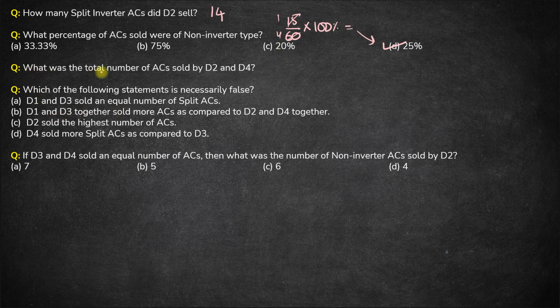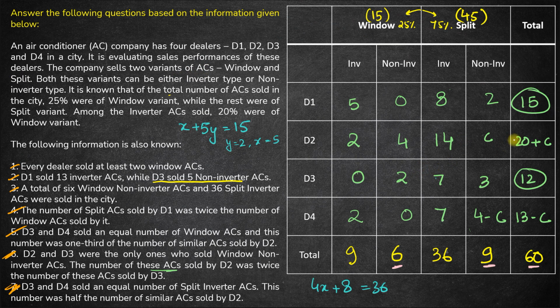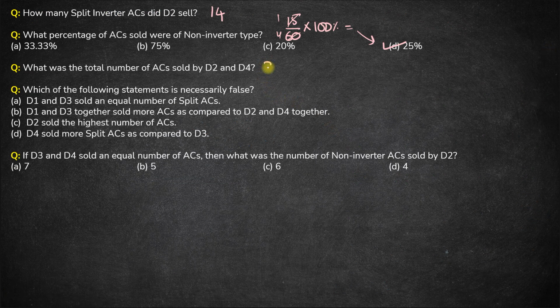Then we have, what was the total number of ACs sold by D2 and D4? So total ACs sold by D2 and D4 together. Although we don't know the value of C here, if you look at the sum, 20 plus C plus 13 minus C, C and minus C get cancelled out, we get 20 plus 13 is 33. So the total number of ACs sold is 33 by both of them together. We don't know individually how many D2 sells or D4 sells, but together they sell 33 ACs, that's for sure.